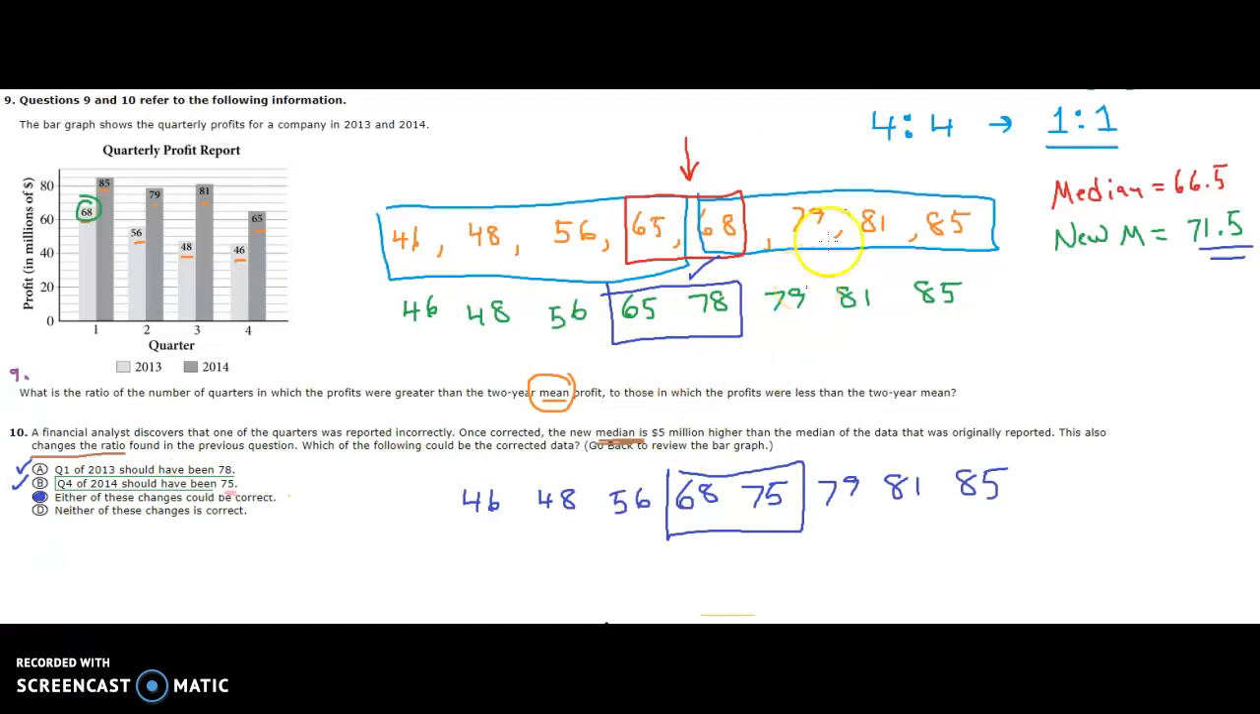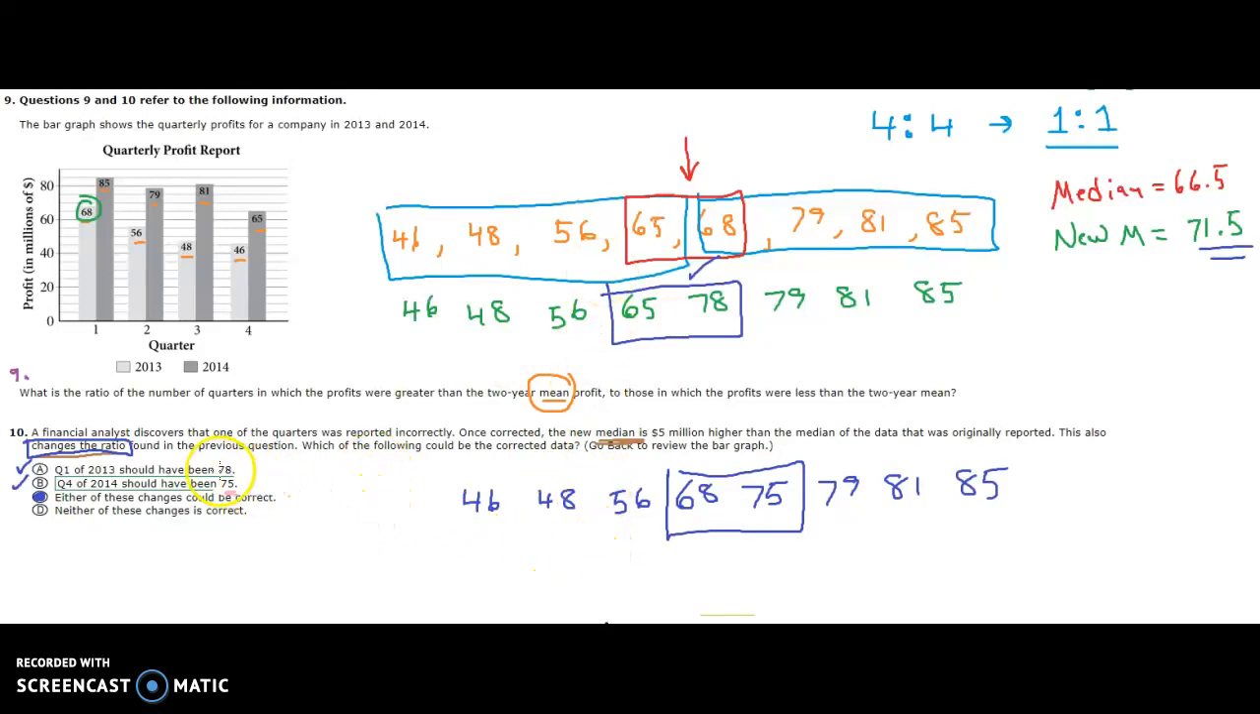But here's the issue: it also said it changed the ratio, right? So instead of half of the values being below the average and half being above, we need that to change. So let's just check this. What is going to be the average if we change from our original data set, which was 46, 48, 56, this thing right up here, to one of those things here? What is going to be the new average?